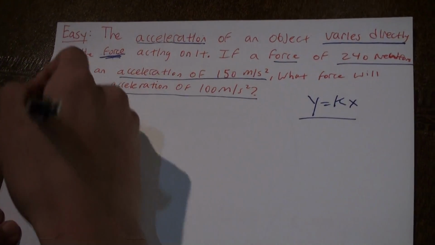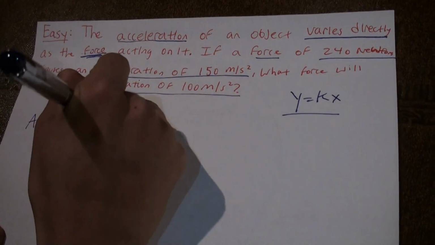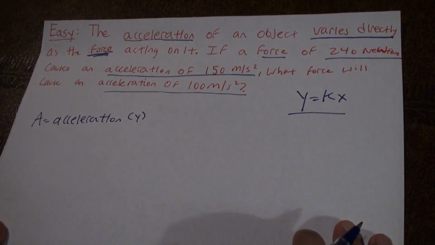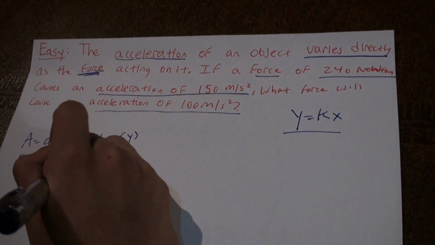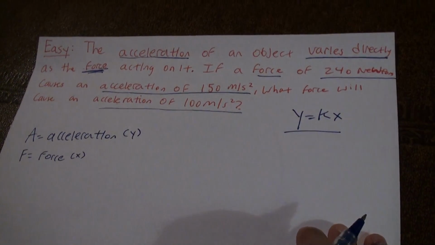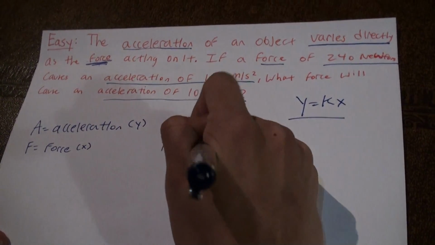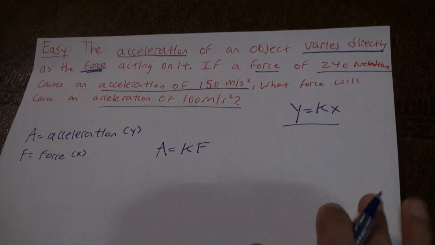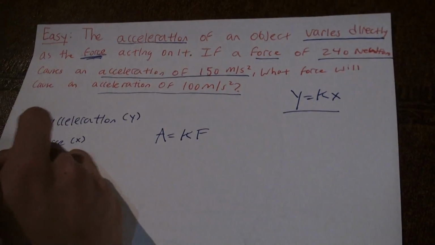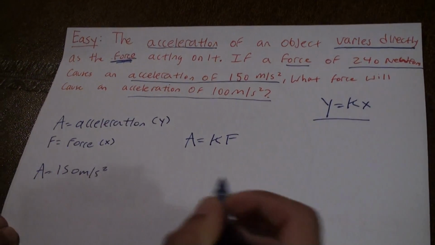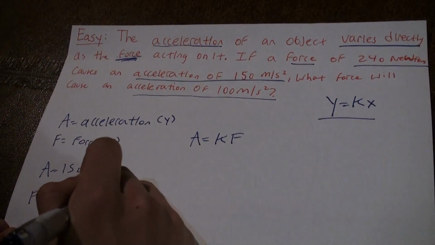So knowing that, A equals acceleration, or it can be y, and F equals force, or x. And you can rewrite that equation as A equals KF. Okay, so it says the A is 150 meters per second squared, whenever the F is 240 newtons.